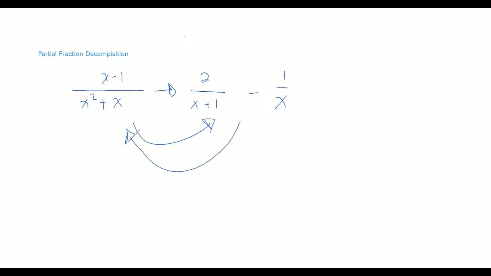But when we're talking about later classes, getting to this point makes things a heck of a lot easier, because if I try and do the integral of this, that's a lot more difficult than trying to do the integral of these two functions separately. So that's really why knowing how to do partial fraction decomposition is so important to us.